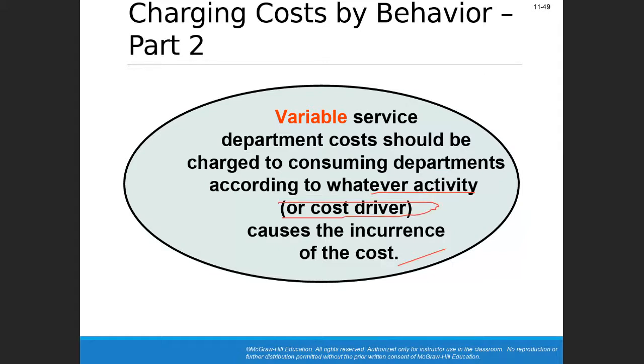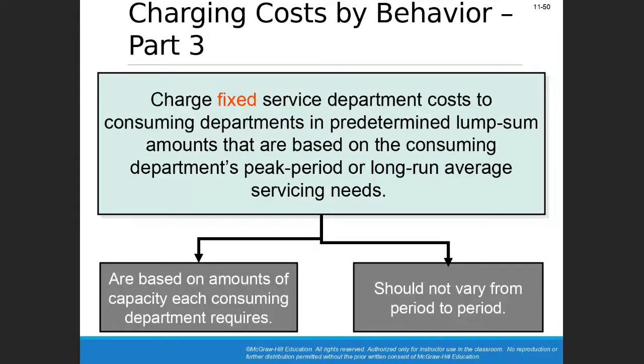So if you're the human resources department and the thing you do for the different departments is hire people, maybe per person hired would be your cost driver. If you're a janitorial department, maybe per square foot cleaned. So a bigger department with more square footage would be higher cost. Variable costs need to get charged based on whatever activity seems to be the most sensible. And then of course, fixed costs should be based on long run average, in other words, capacity.